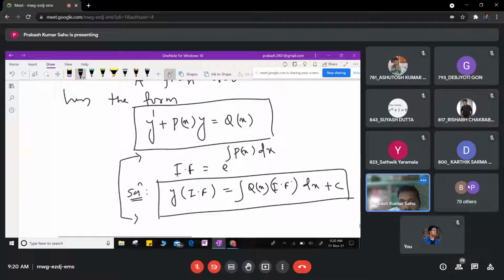But I mean to say, how do we get this integrating factor, and how do we find the solution?